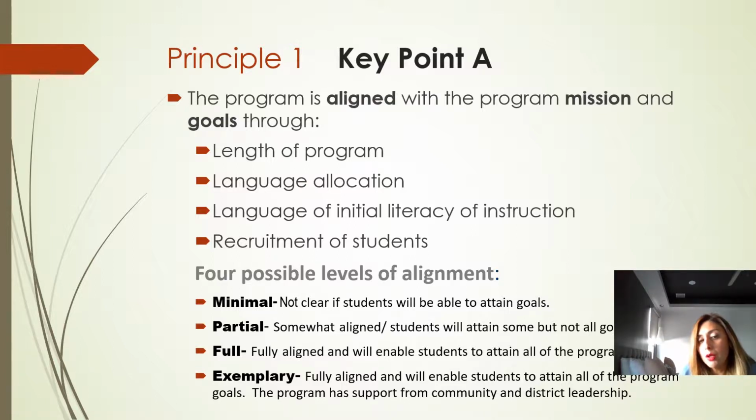If it's partial, somewhat aligned, the students will attain some, but not all, of the goals. If it's full, it means it's fully aligned and will enable the students to attain all the goals of the program. If it's exemplary, it means it has reached all the way to district leadership. It's fully aligned and will enable the students to attain all of the goals of the program. The program has all the support from the community as well as the district leadership.